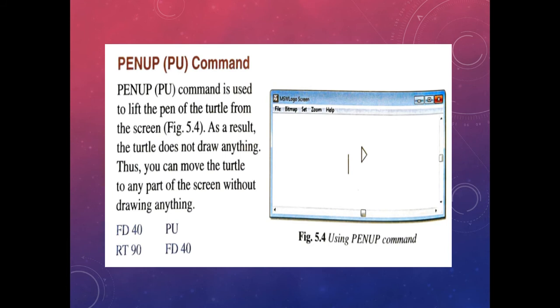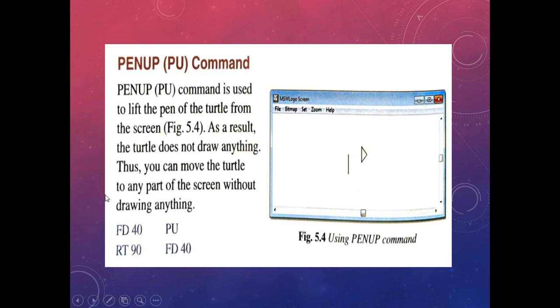Now next one is pen up. So what happens in pen up? Now you saw that the triangle where the turtle was moving, it was drawing the lines. So the turtle has an imaginary pen. We are thinking that a turtle has one pen, and as it moves it draws the line. But sometimes we don't want the turtle to draw the line, but it should move. The turtle should not draw the line, but it should move.